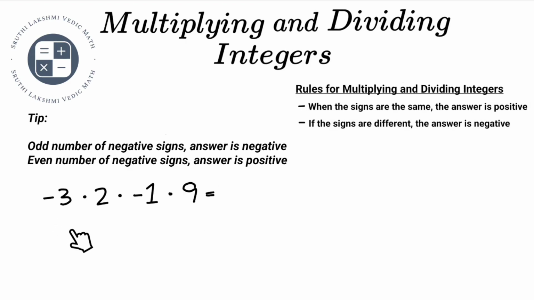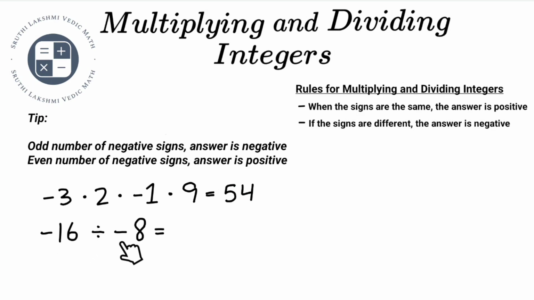Let's look at another problem. Negative 3 times 2 times negative 1 times 9. Here, the number of negative signs is even, so that means the answer is positive. 3 times 2 is 6, 6 times 1 is 6, 6 times 9 is 54.